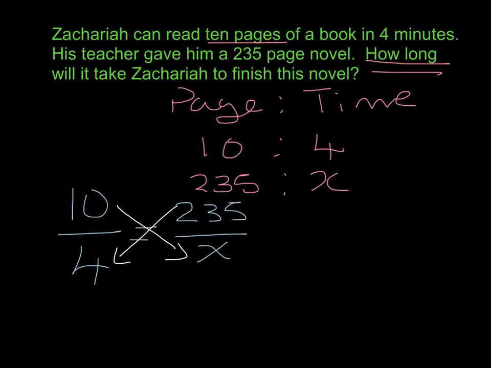If I do it through this method, I start my cross multiplication. I'm running out of space at the bottom, so I'm going to work on the side here. 235 times 4 equals 10x. Algebra tells us first to do the multiplication, so I go ahead and do my multiplication. So 235 multiplied by 4 equals 940 equals 10x.